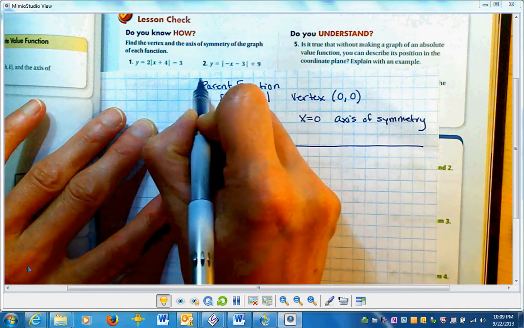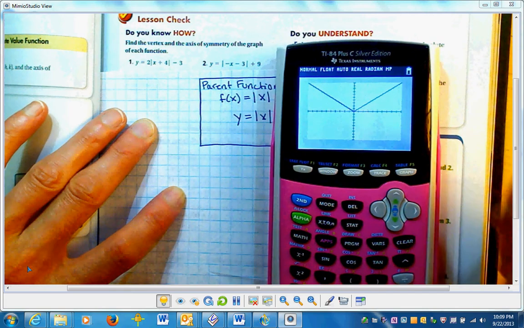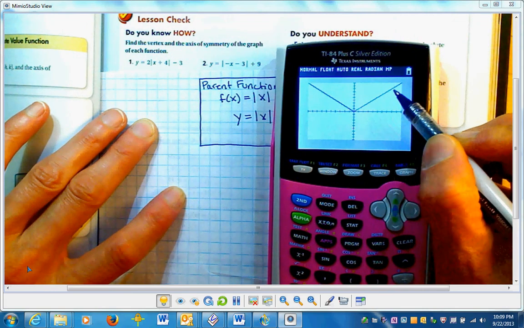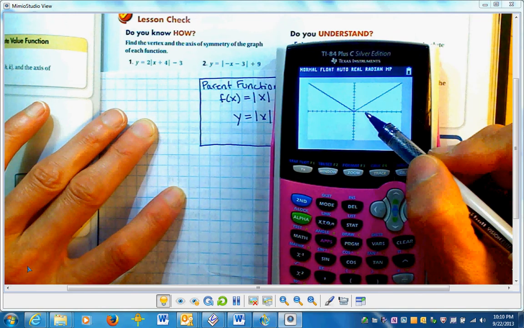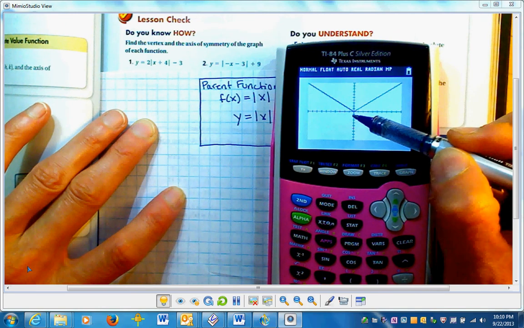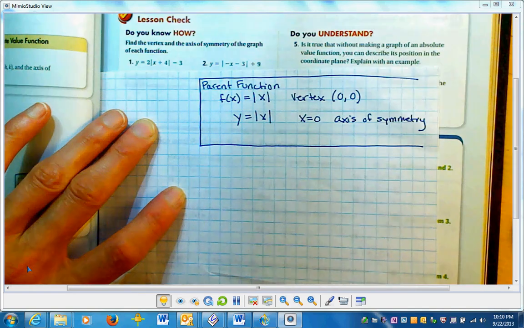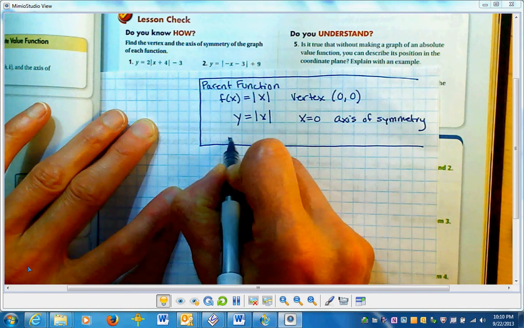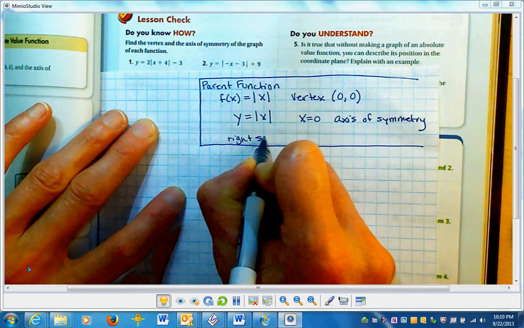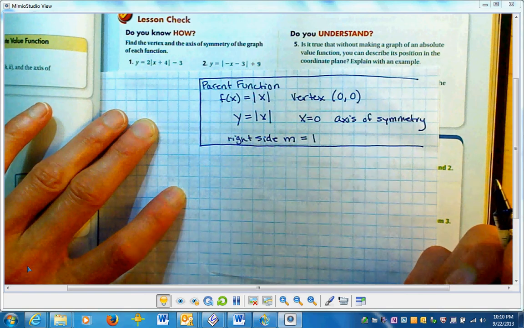The other thing that's important with absolute value is we're going to look just on the right side of our function, and we're going to pretend that we can take the slope. It's a straight line, so we can. So to do the slope, I'm up 1 over 1, up 1 over 1, up 1 over 1. My slope of the right side, so I'm only looking at the right side, is 1. So those are all the important features that you need to look at.